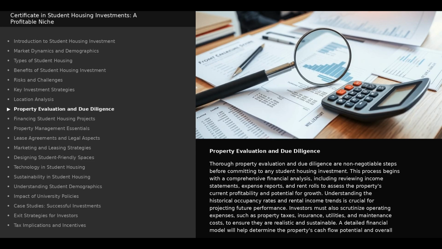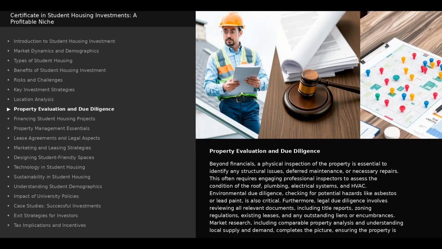Investors must also scrutinize operating expenses, such as property taxes, insurance, utilities, and maintenance costs, to ensure they are realistic and sustainable. A detailed financial model will help determine the property's cash flow potential and overall return on investment. This meticulous review helps uncover any hidden costs or financial discrepancies. Beyond financials, a physical inspection of the property is essential to identify any structural issues, deferred maintenance, or necessary repairs.